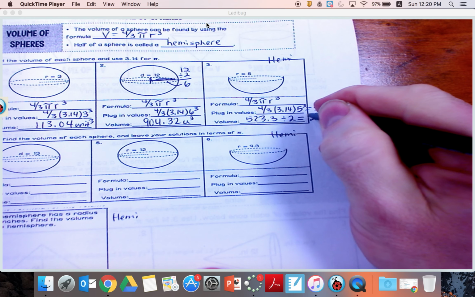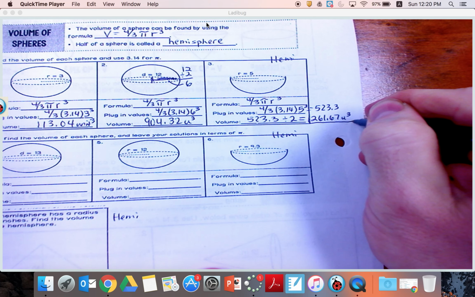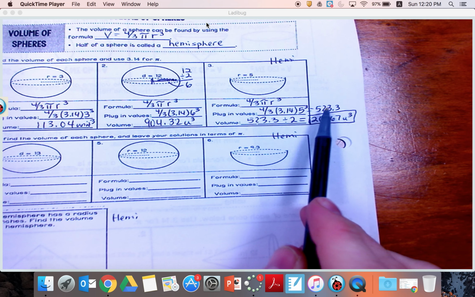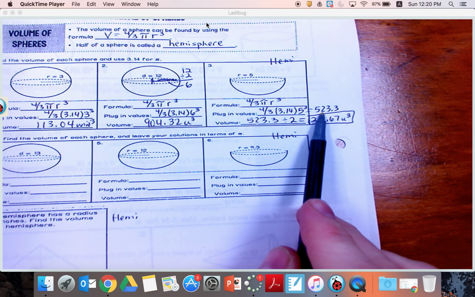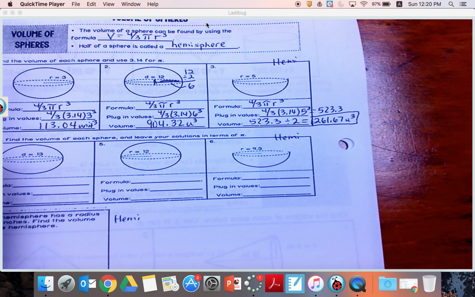So remember, a hemisphere is half a sphere. What I did there was I just used the formula for a sphere, found that to be 523.3, then I took half of that by dividing it by 2.